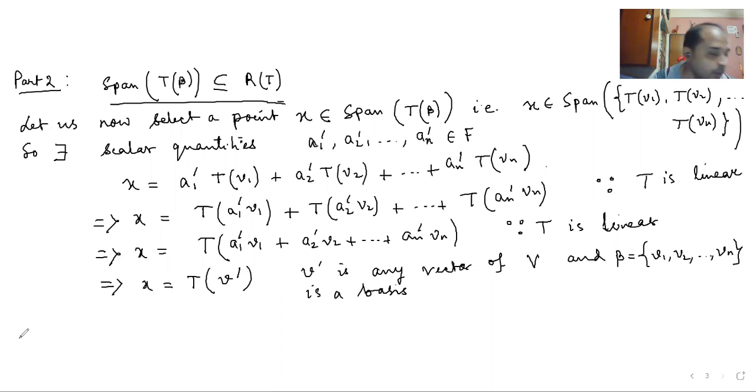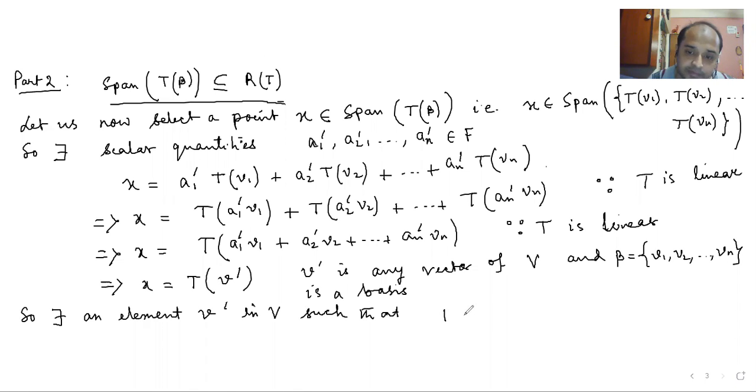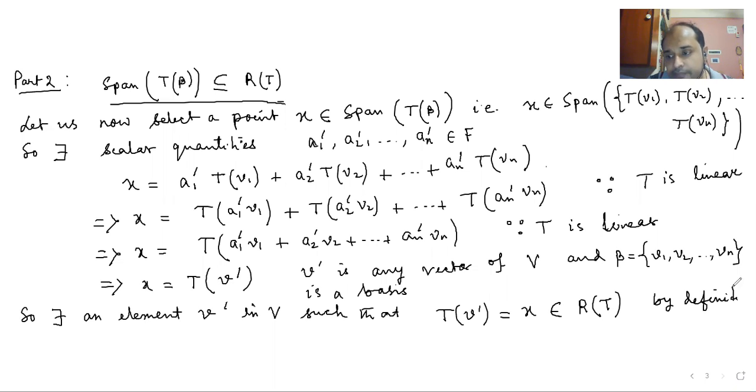Let me write it in a proper way. There exists an element v prime in V such that T of v prime is equal to x, and therefore this belongs to R(T) by definition. This belongs to R(T). We started with x belonging to the span of T beta, and we have come to this point that x belongs to R(T).